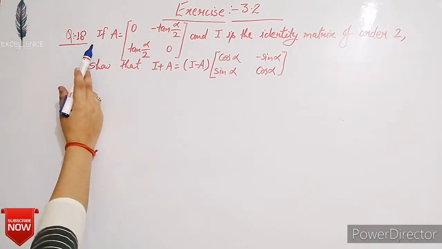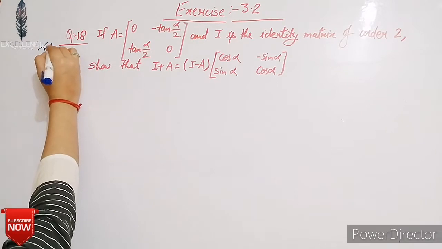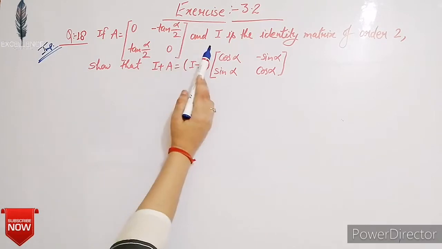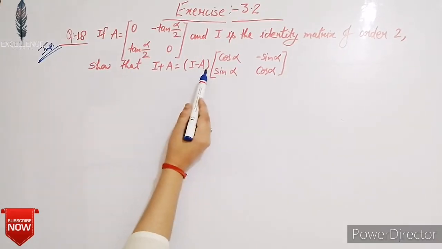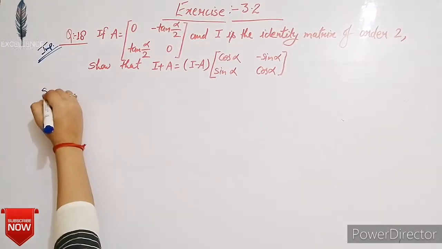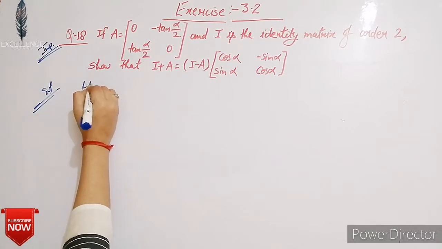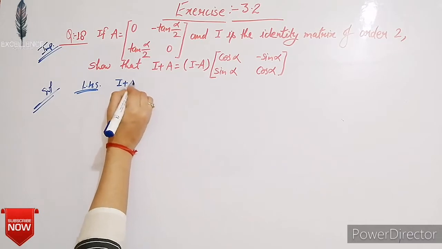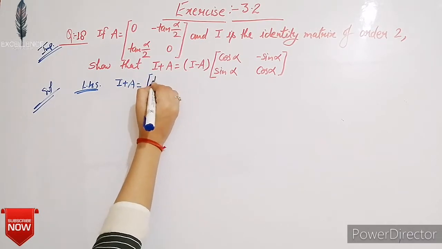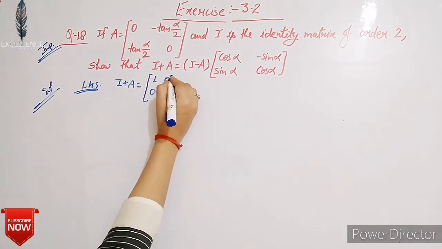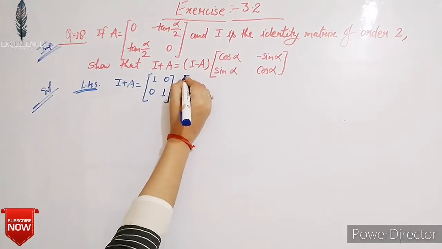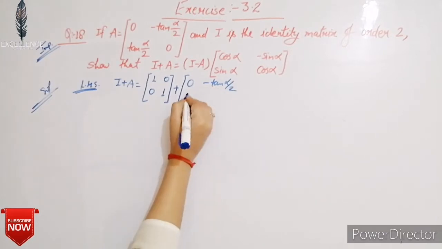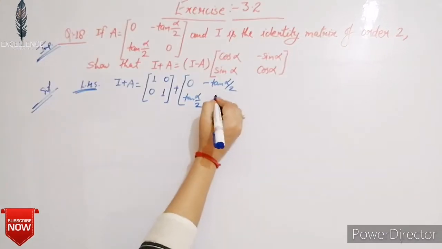Question number 18 is an important question. See clearly. If A equals 0, minus tan alpha by 2, tan alpha by 2, 0 and I is the identity matrix of order 2, then we have to show this condition. Let's see the solution. Take LHS part. LHS part is I plus A. So identity matrix is 1, 0, 0, 1 plus A. Put the value of A, that is 0, minus tan alpha by 2, tan alpha by 2 and 0.